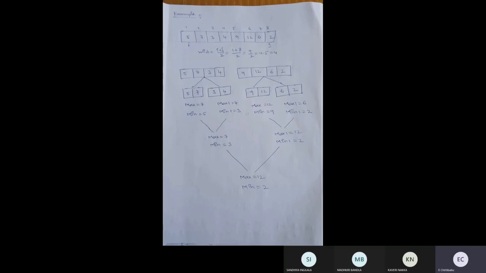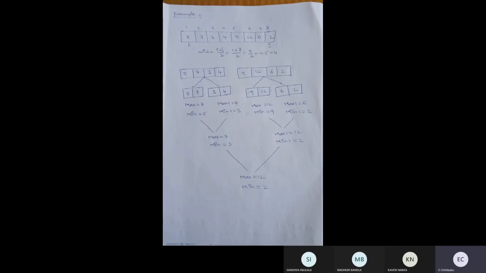Again compare the left side values and right side values. Comparison of max and max1: 12, sir. Max equal to 12. Next, comparison of min and min1, minimum equal to 2. This is the way of finding the maximum value equal to 12 and minimum value equal to 2.